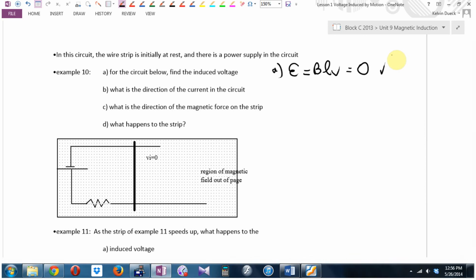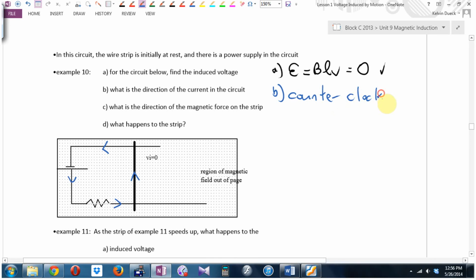B says, what's the direction of the current in the circuit? Okay. This way. Right? This way. Right? That way. It's circular. You know what? Counterclockwise. Gonna make it clear? You sure?